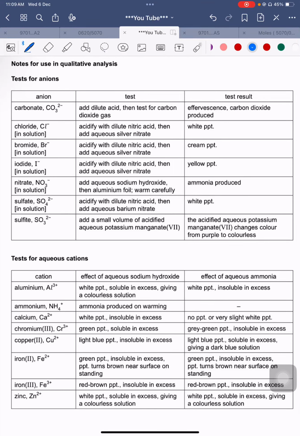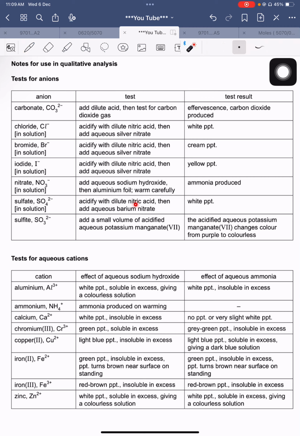Hey guys, welcome back. We are now dealing with one of the most demanding topics, called ion detection, or salt detection, salt identification, ion identification. Different names can be given to the same topic. So in this topic, there is a sheet, a page in front of you.